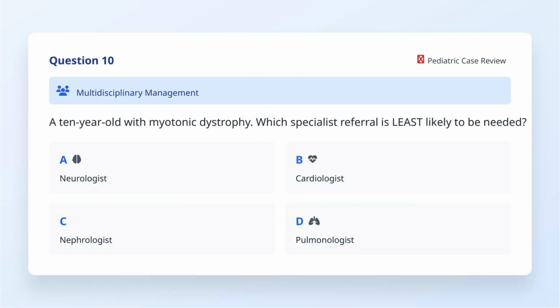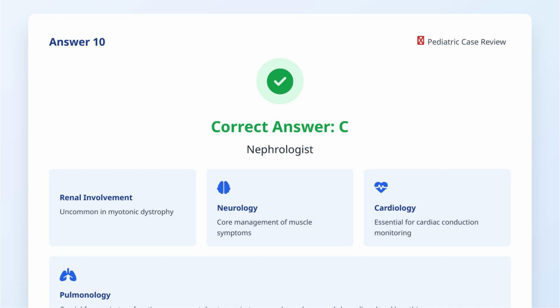A 10-year-old has myotonic dystrophy. Which specialist referral is least likely to be needed in their multidisciplinary care? A. Neurologist. B. Cardiologist. C. Nephrologist. D. Pulmonologist. The correct answer is C.